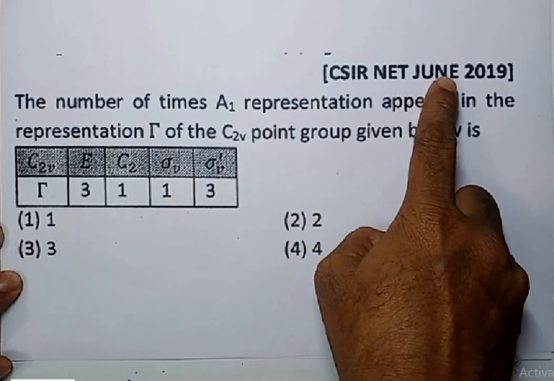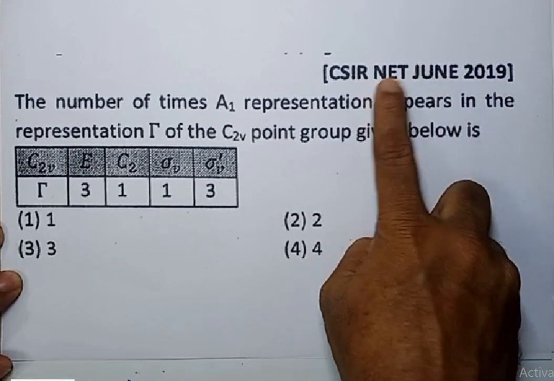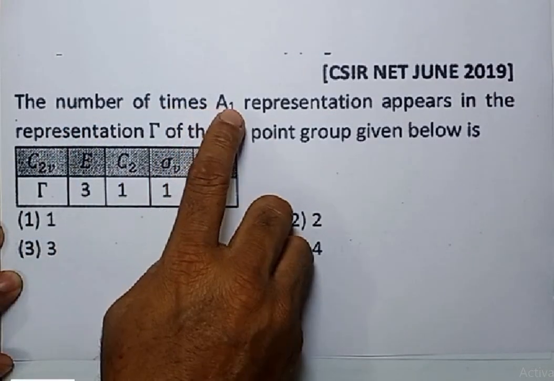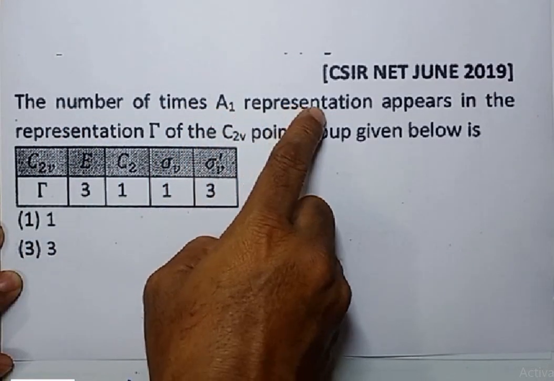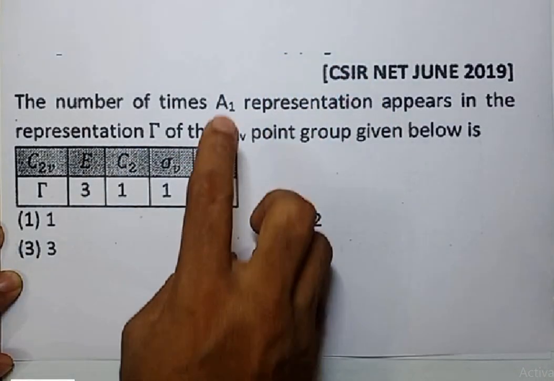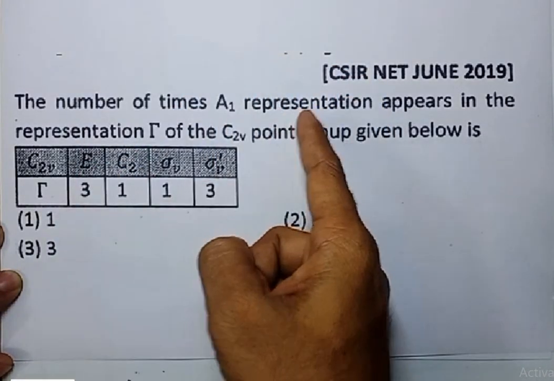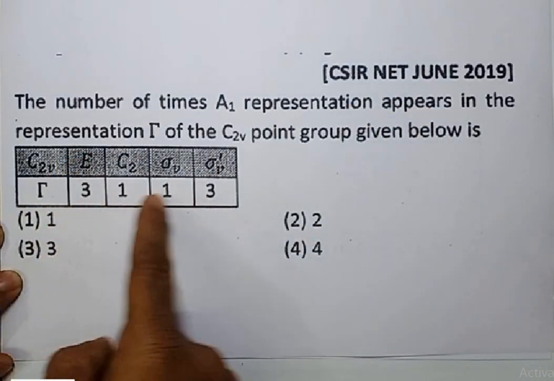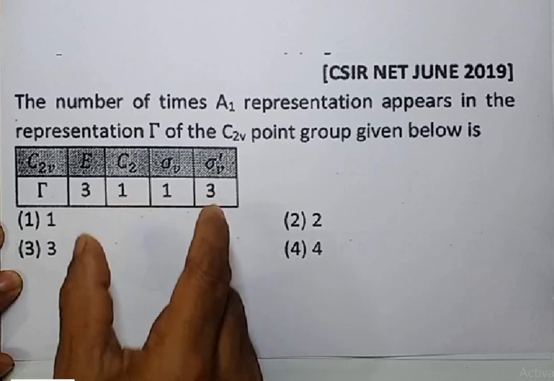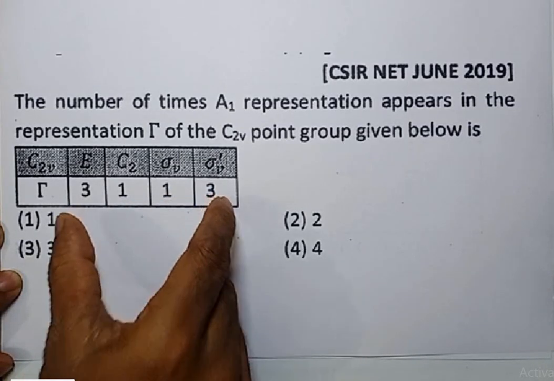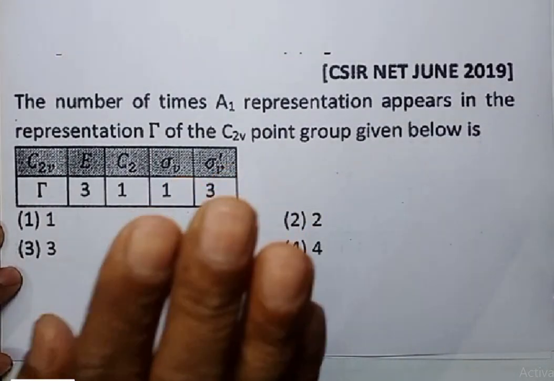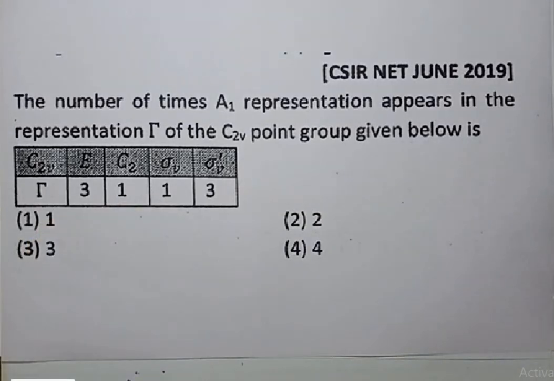This question appeared in the 2019 June CSIR NET examination. The question is this: the number of times the A1 irreducible representation appears in the representation given here. There is some representation given here. In this representation, how many A1 are there? Okay, just use the reduction formula and find out the number of A1.